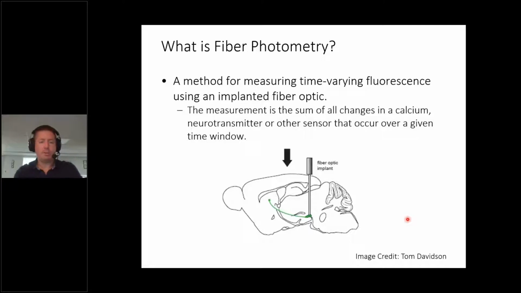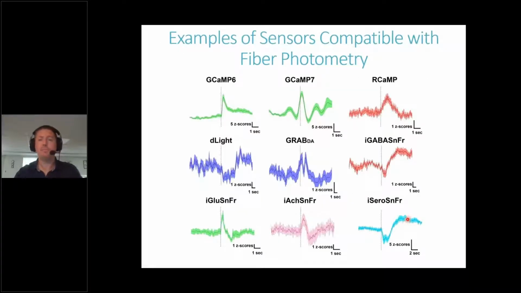So I want to start at the beginning. I think many of you are probably here because you know something about fiber photometry, but for those that don't, fiber photometry is just a method for measuring time-varying fluorescence using an implanted fiber optic. This started out with calcium sensors, but has expanded to an entire array of neurotransmitter sensors. We're recording from volumes of tissue, so whole populations of cells. We often combine this with behaviors, and it's great for freely moving animals.